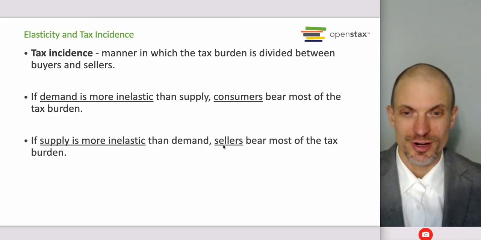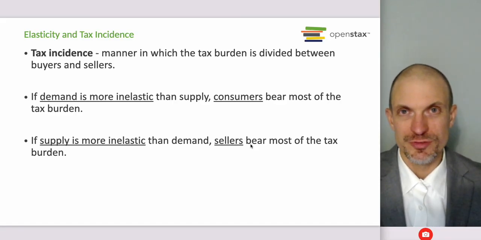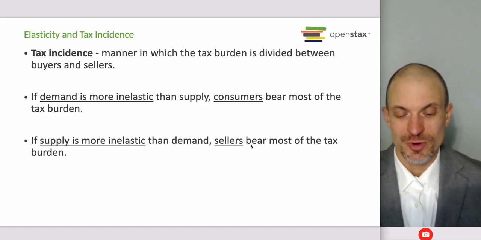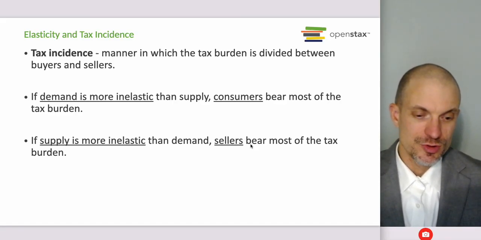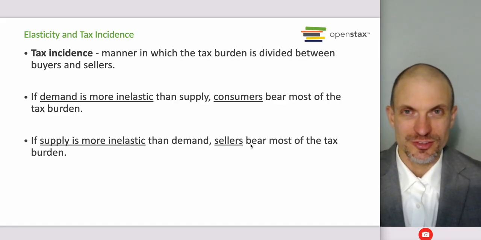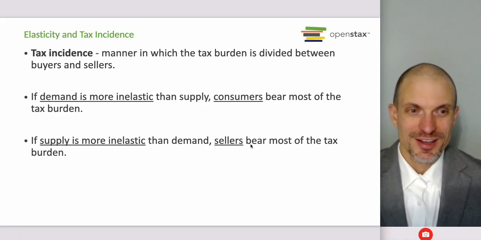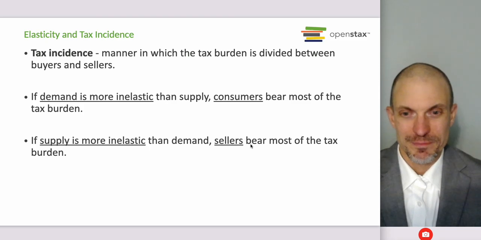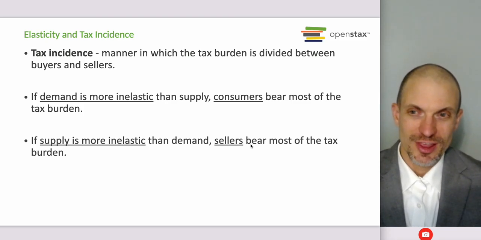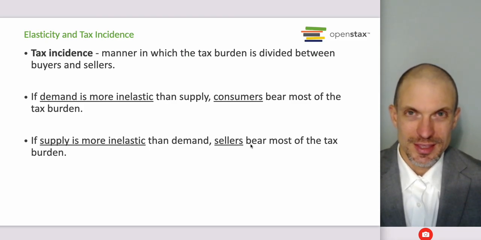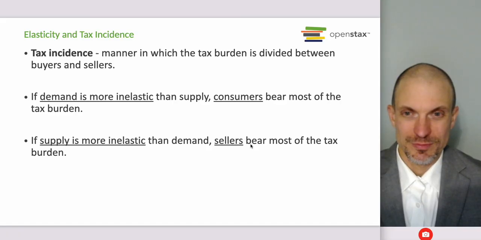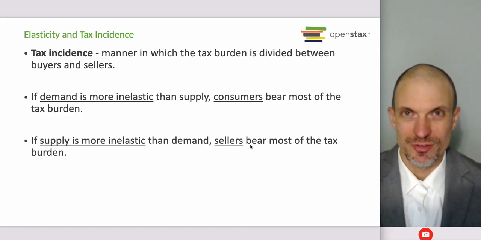If supply is more inelastic, sellers bear more of the tax burden. And the idea is, counterintuitively, if you impose an additional tax on buyers or an additional tax on sellers, whether it's for cigarettes or something else, both sides of the market are affected, presumably. It's not just that the tax stays with buyers or stays with sellers. How the impact of the tax is borne depends on relative elasticity.